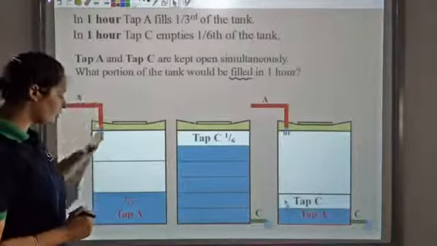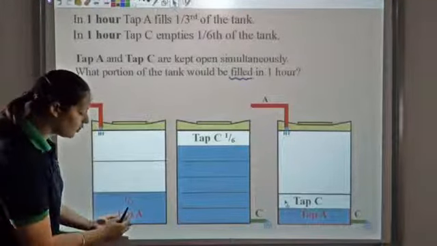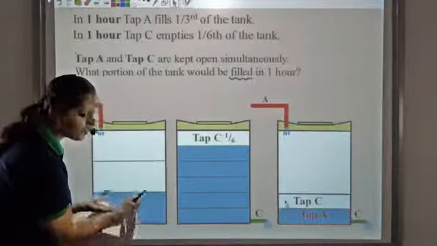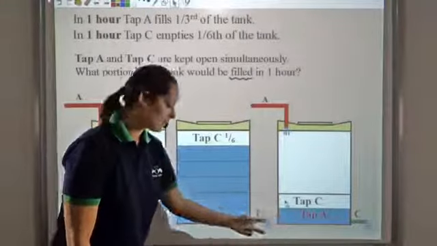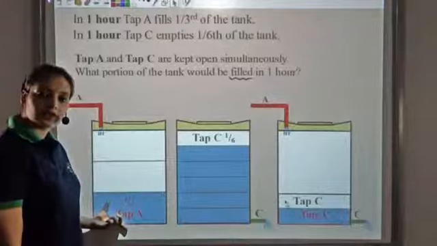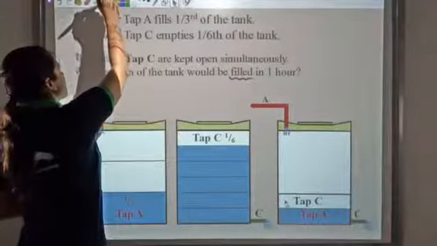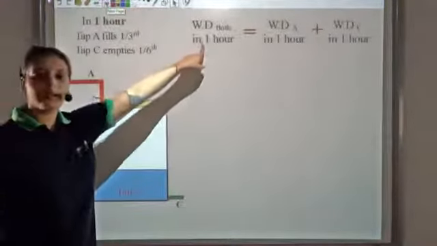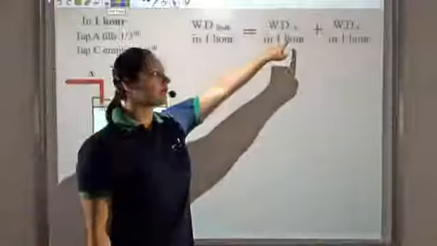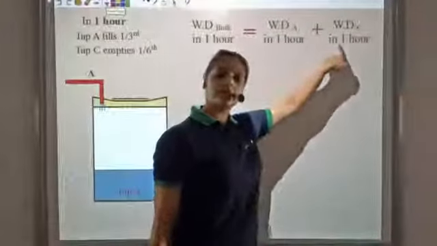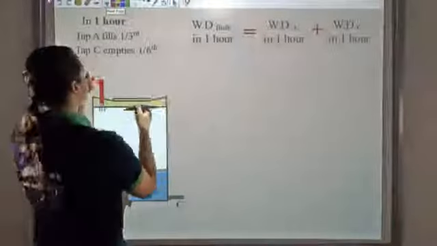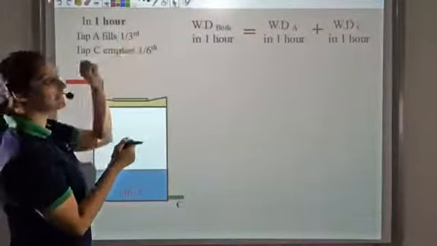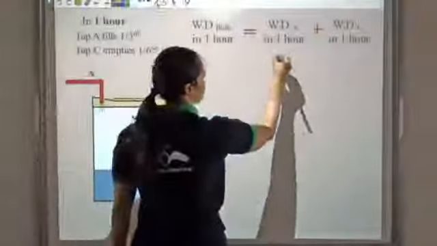So tap A alone was filling this much. Now there is a tap C which is removing water from this. So effectively we get this, which is less than what tap A was filling in an hour. Now let's look at this. Work done by both in 1 hour would be work done by A plus work done by C in an hour. Now I know that work done by A in an hour, tap A fills 1/3. So it would be 1/3.